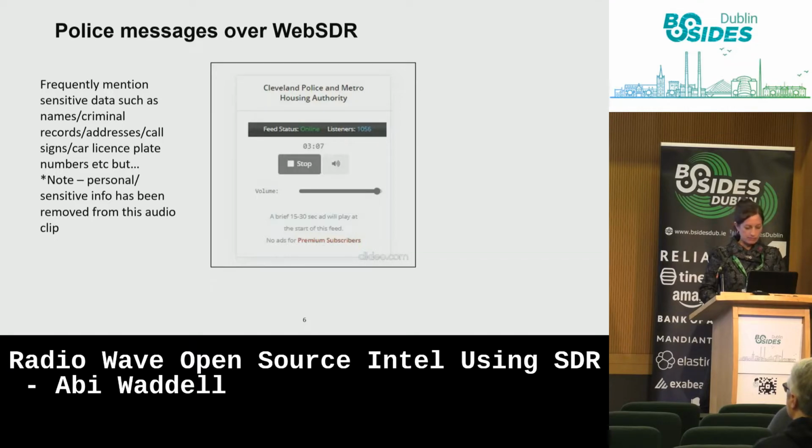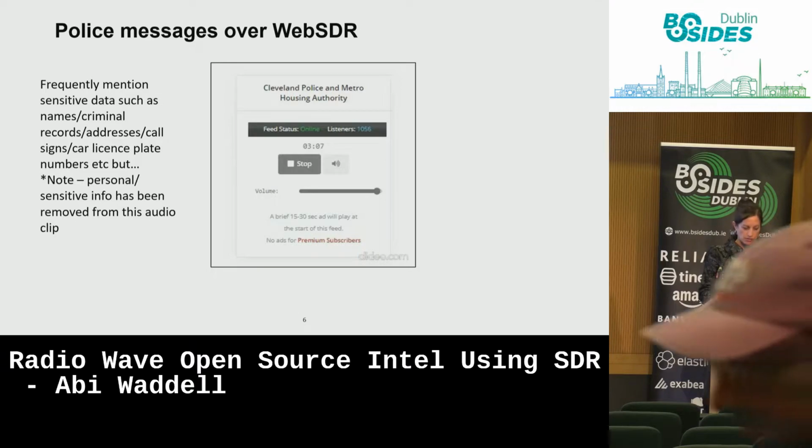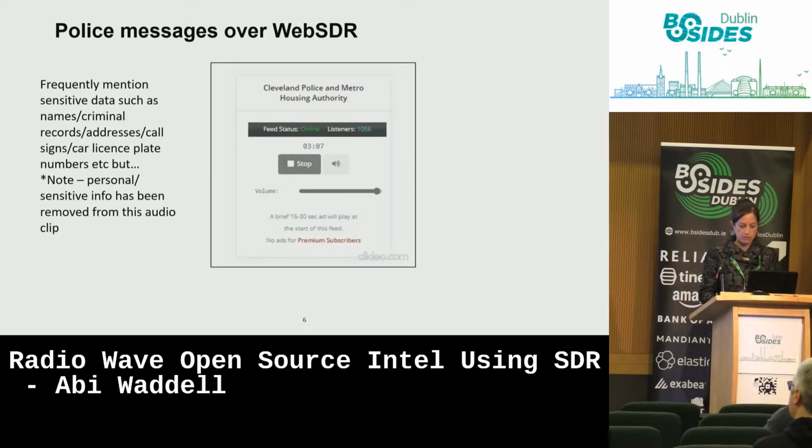Right. So here is a live police message I heard via WebSDR, via a server based in Cleveland, Ohio. It's quite surprising the sort of sensitive information that one can pick up over the air, such as usernames, criminal records, car license plate numbers, physical and email addresses, and passwords. Such sensitive information has been removed from this particular clip, but it gives you an idea.